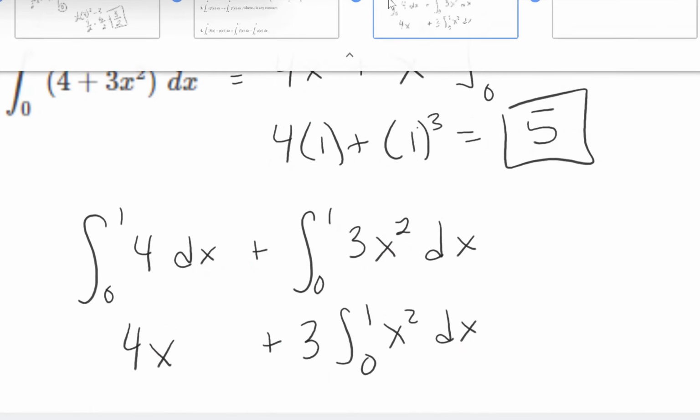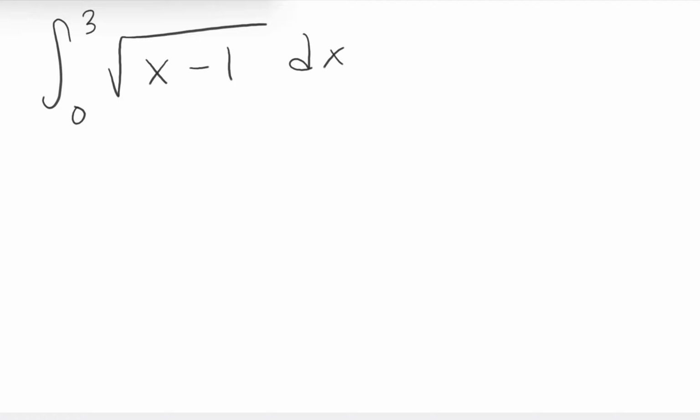here's one. Actually, that was the last problem I had written up anyway, so I can make some up. So here's one. If I did this one from 0 to 3 of the square root of x minus 1. I'll let you struggle for a minute or two. See what you guys come up with.